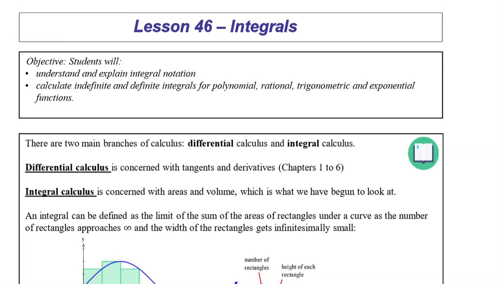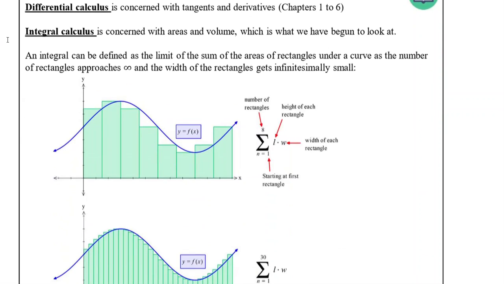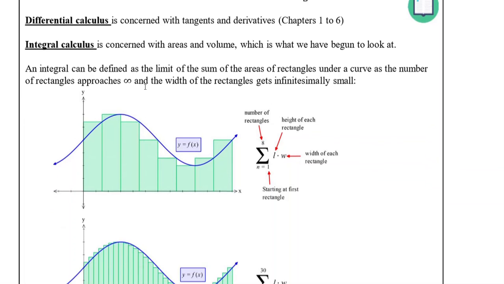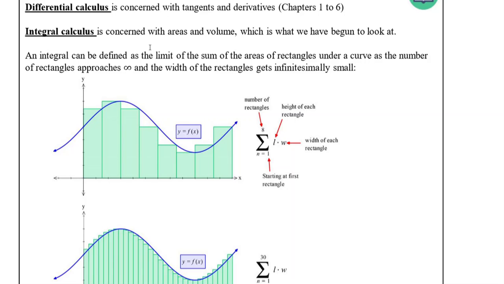All right, so now we're going to take a look at integrals formally. There are two main branches in calculus. There's differential calculus, which has been the majority of this course, and then there's integral calculus. Integral calculus is related to area and volume, which we've already been looking at, but now we're going to look at it with this new integral notation, okay?